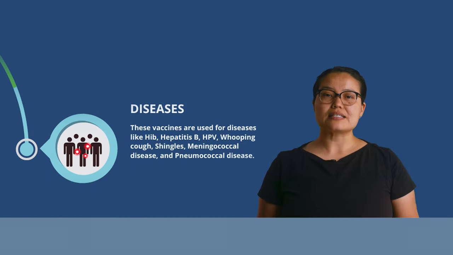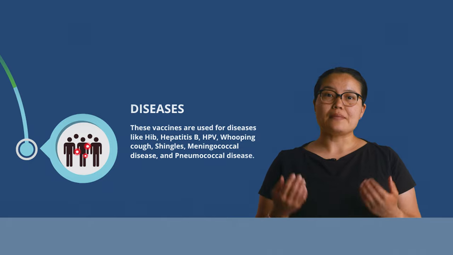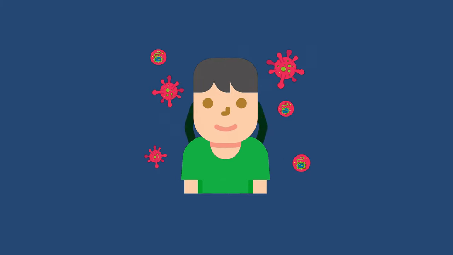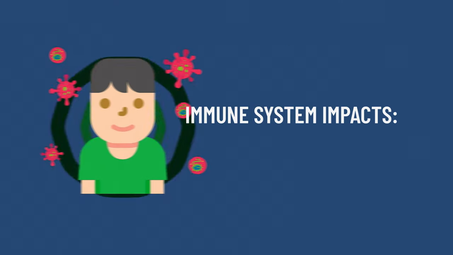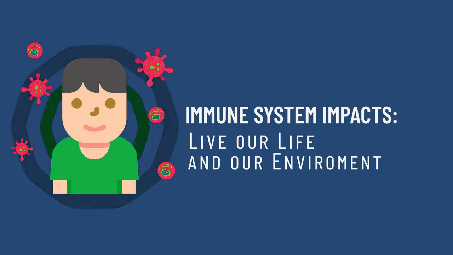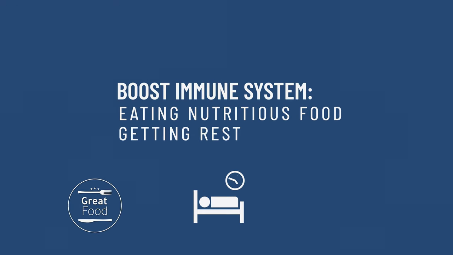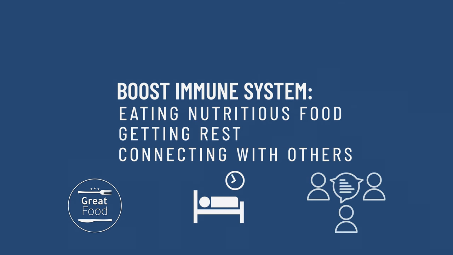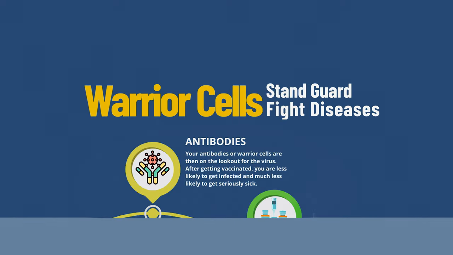Each of these diseases is caused by a virus or a bacteria, and these germs can make us sick. Within our bodies, each of us has an immune system that protects us from illnesses. The strength of our immune system is impacted by how we live our life and our environment. For example, by eating nutritious food, getting rest, and connecting with others, we can boost our immune system and stay healthy and strong. We all have antibodies or immune warrior cells that stand guard and attack diseases.